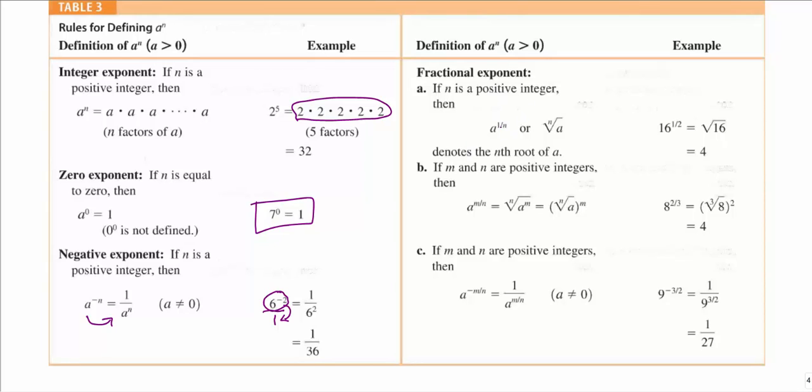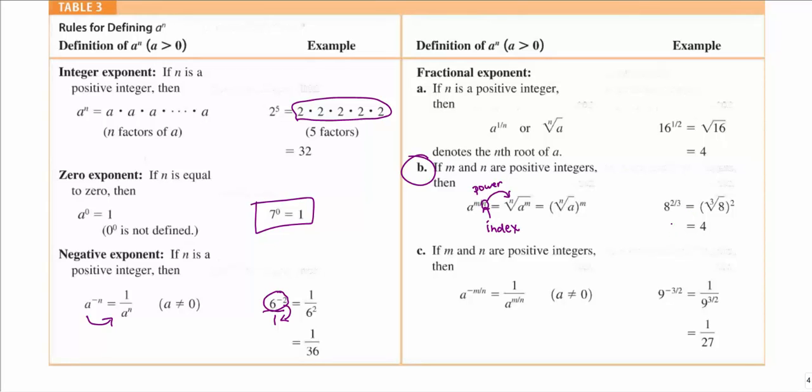Fractional exponents: if I have a base raised to an exponent that's a fraction, let's look at part B here, the top value of that exponent is the power, and the bottom part of that exponent represents the index of a radical. So if I have a base raised to a fractional exponent, I can take the bottom part of that exponent and make it the index of a radical. So I can either take the root first and then raise it to that power, or I can raise it to that power and then take the root.